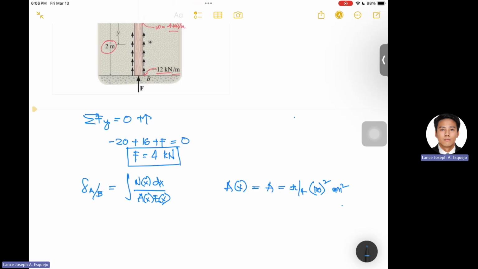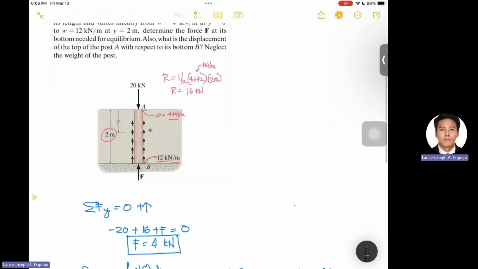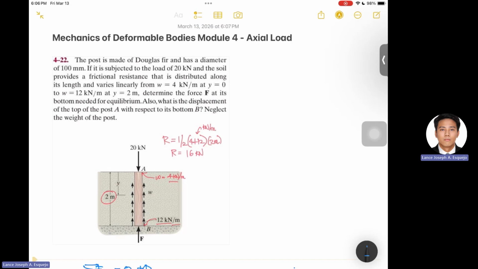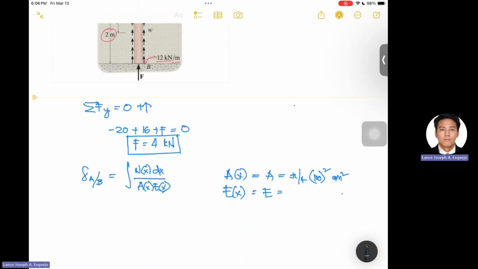For the modulus of elasticity E of x, it is also not stated in the problem that the modulus of elasticity is varying. So we'll have E of x equal to E. And since the value of the modulus of elasticity is not stated in the problem, we will base our value on the reference book. And that is 13.1 gigapascal.